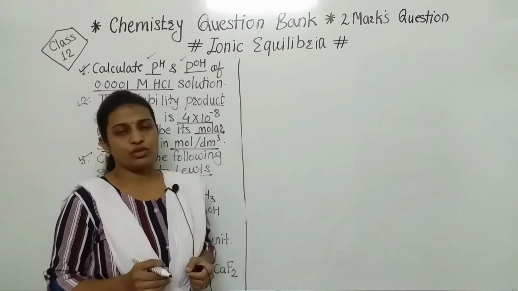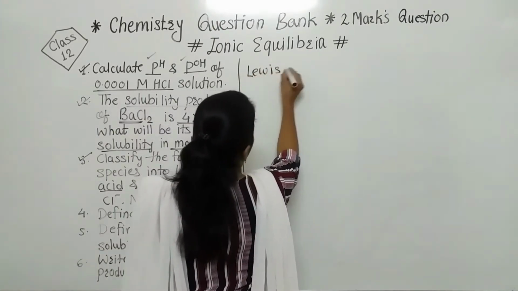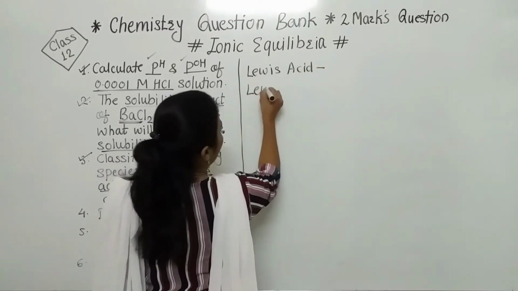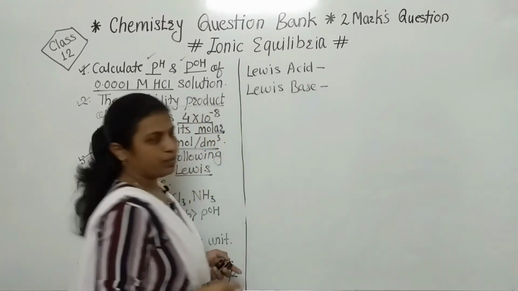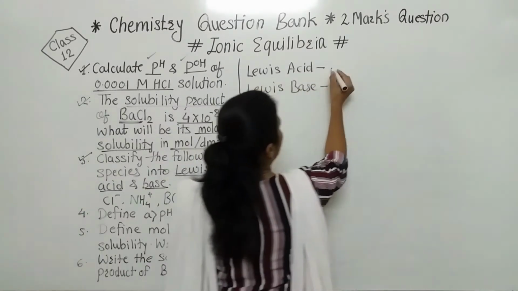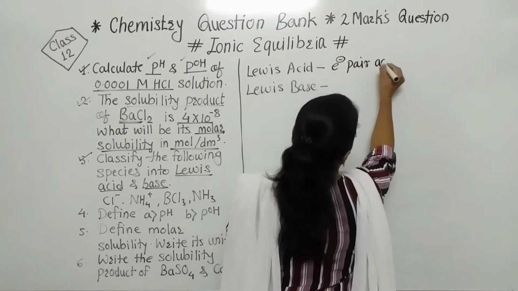So firstly we should know what is meant by Lewis acid. Lewis acid is related to the electron concept or electron pair. So Lewis acid and Lewis base. Electron pair acceptors are called Lewis acids. So we will write here electron pair acceptors.